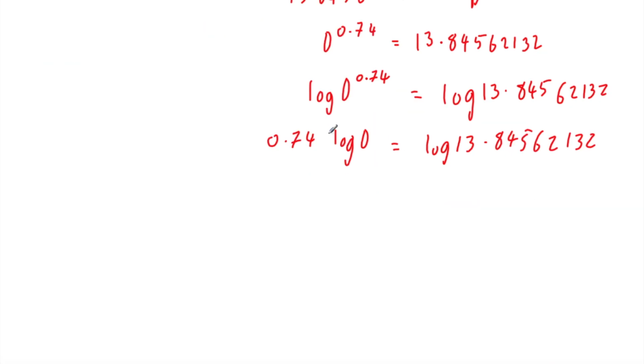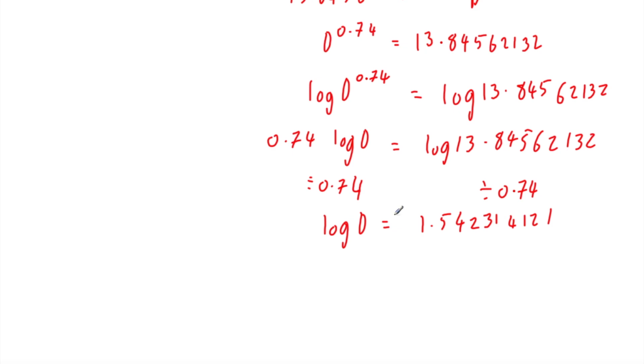13.8456213 and so on. Then we want to solve this, so we want to get the d on its own. So let's get rid of this multiply by 0.74. So I'm going to divide both sides of the equation by 0.74. So divide by 0.74 and divide by 0.74. On the left hand side, we'll be left with log d, and on the right hand side, 1.542314121. And we're nearly there.